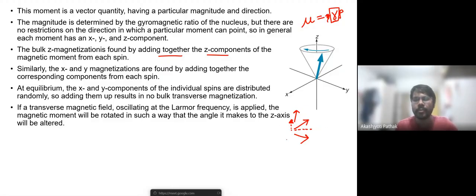Okay, and if you add up all the XY magnetization at equilibrium, they attain a value of zero. And if you add up all the Z components of the magnetic moments, then they will add up to a value which is called the equilibrium magnetization. So at equilibrium, the XY components of the individual spins are distributed randomly, so adding them up results in no bulk transverse magnetization. Remember this: at equilibrium, there is no bulk transverse magnetization. However, if a transverse magnetic field oscillating at the Larmor frequency is applied, the magnetic moment will be rotated in such a way that the angle it makes to the z-axis will be altered.